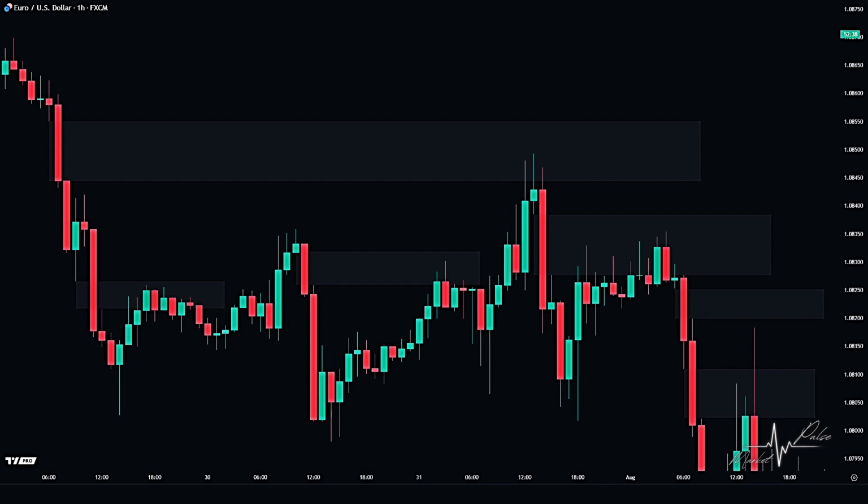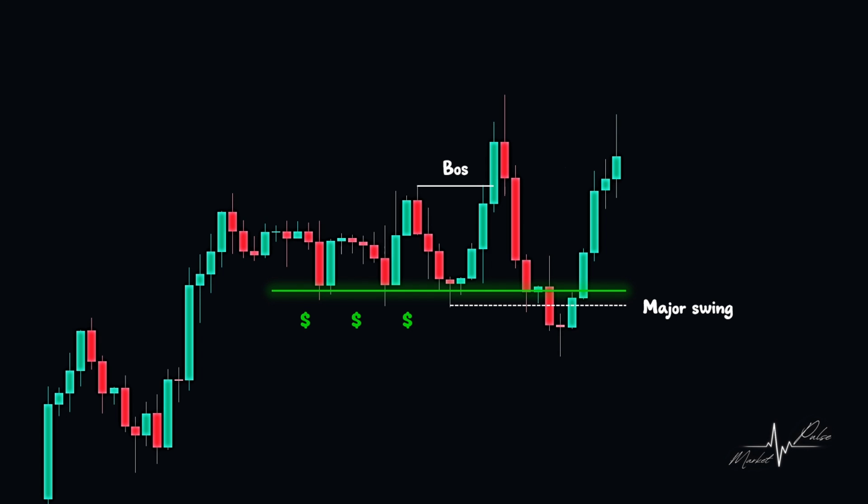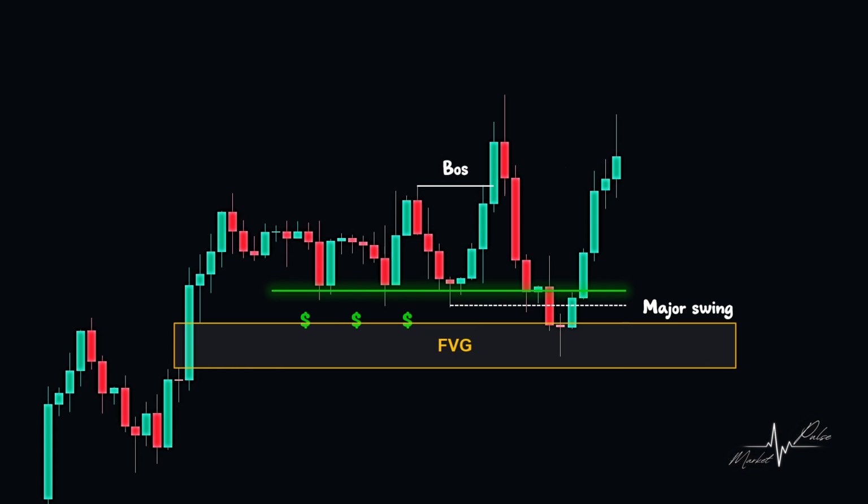With that said, let me show you how the mitigation of a fair value gap area can violate a change of character. If we return to the previous example and look at the left-hand side, you can see that there is an unmitigated fair value gap exactly below the major swing. In cases like this, the price usually pulls back to the fair value gap zone to regain balance, which does not indicate a true reversal.